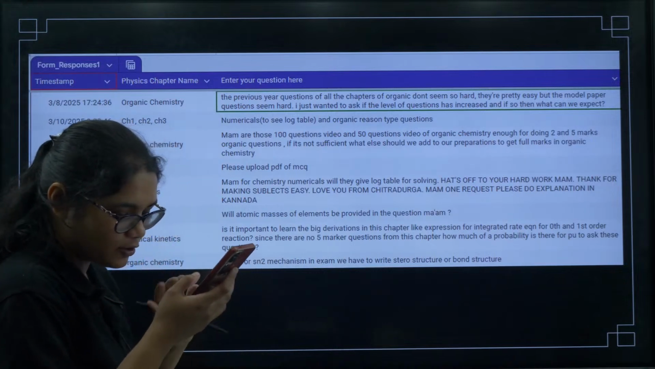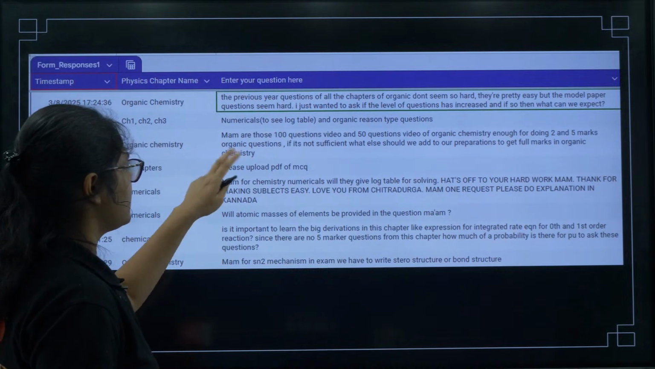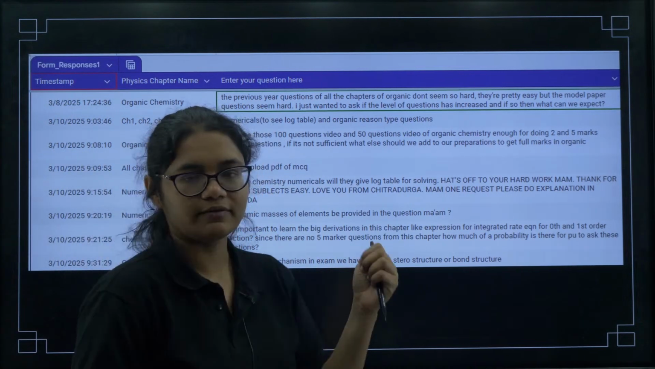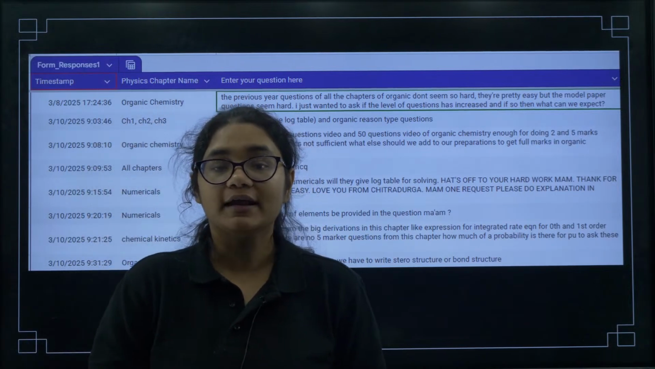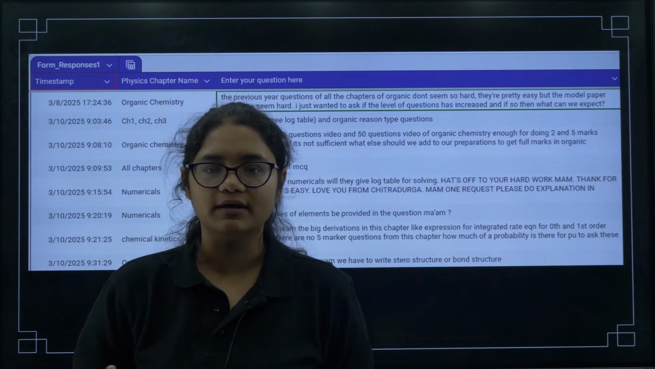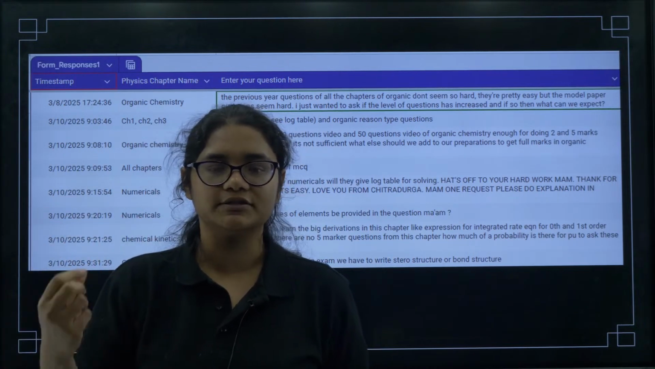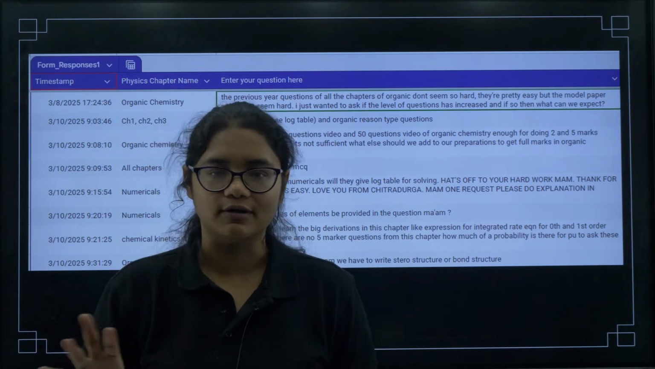Balancing in organic chemistry is not required. Next we have, ma'am, for chemistry numericals, will they have a log table for solving? Yes, a log table will be provided to you, but it is not given individually. It will be with the invigilator. So whenever you are solving a question and need the log table, you have to ask the invigilator, and they will give it to you, and then you have to solve it.